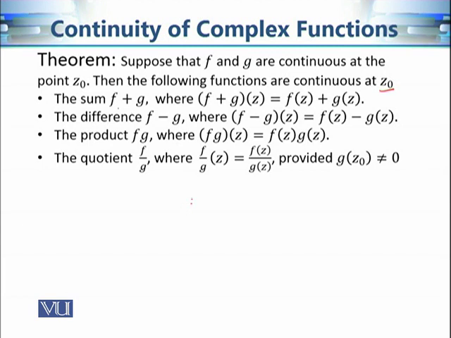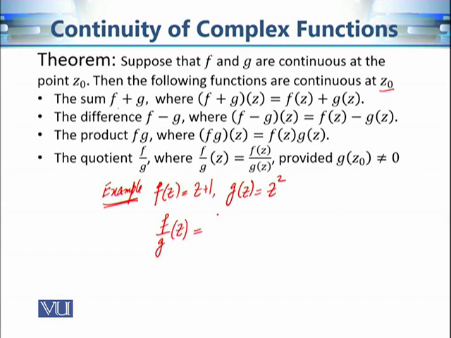And the last part of this theorem says that if f and g are continuous, then their division, their quotient f over g, is also continuous. And of course, we can only say this statement if g of z naught is not equal to 0. Okay. So once again, how do we calculate the quotient? So if f of z is equal to z plus 1 and g of z is equal to z square, then we can calculate the quotient f over g. It's a function defined as f of z over g of z. And since f of z is z plus 1 and g of z is z square, this is the quotient of these two functions. And the result says that if f and g are continuous at z naught, then this quotient function f over g is also continuous at z naught, provided g of z naught is not equal to 0.